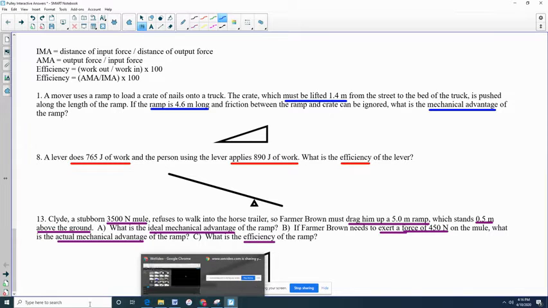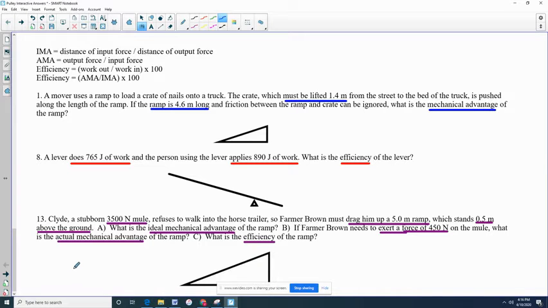Okay, so I'm going to show you how to solve these problems for ideal mechanical advantage, actual mechanical advantage, and efficiency. So I'm taking three of the questions out of the sheet that you have, and you can see how I did them. Just know that number 13 here is a bolded question on your sheet, which means it's higher level. So don't feel like you have to do any of those bolded ones, but I wanted to at least show you how to solve those.